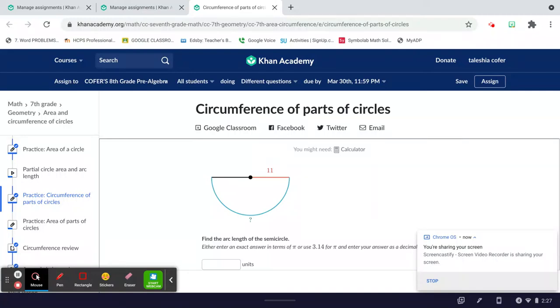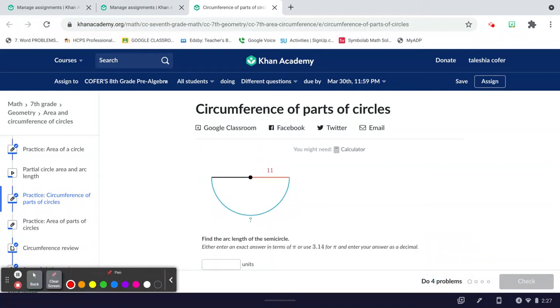Okay, guys, we are going to deal with some circumference of parts of circles. We know that in order to find the circumference of a circle, we use the formula C is equal to 2 times pi times r. Now, that's the circumference for an entire circle, okay? Here we have a semicircle, so we have half of a circle.